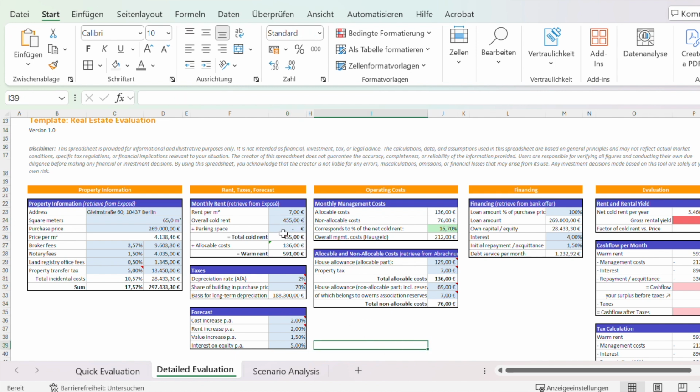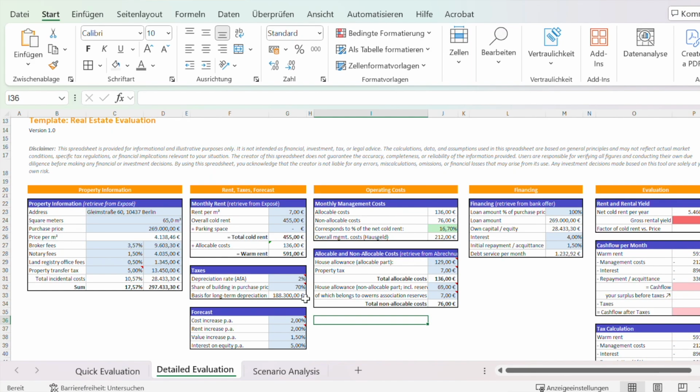Now you don't have a parking space, so we're going to leave that empty. This is again the total cold rent, and we'll get to the allocable costs in a second. And that's basically it. And now let's quickly talk about this section here, the taxes section.